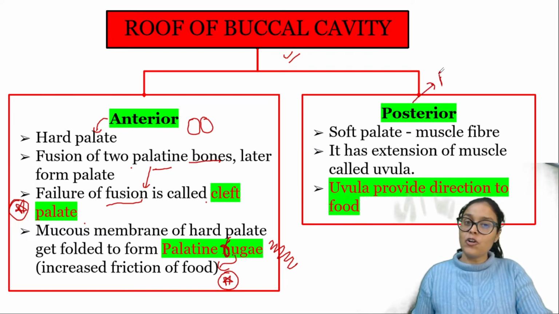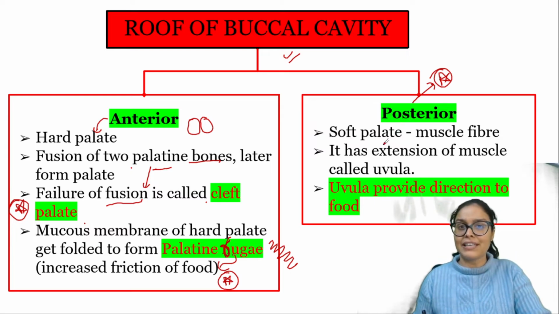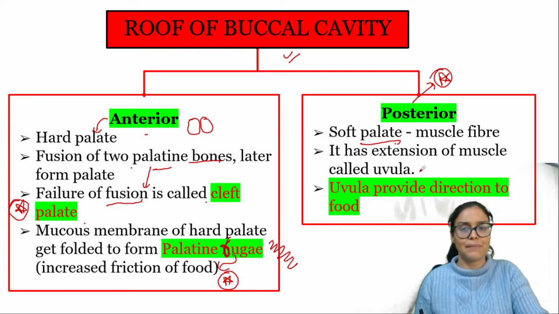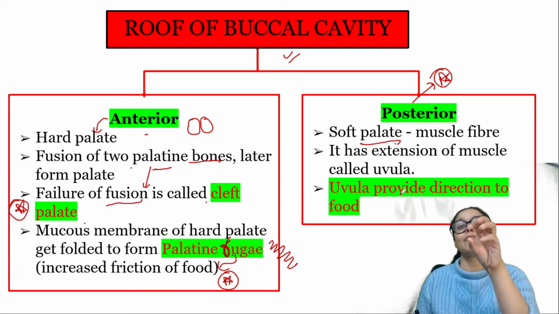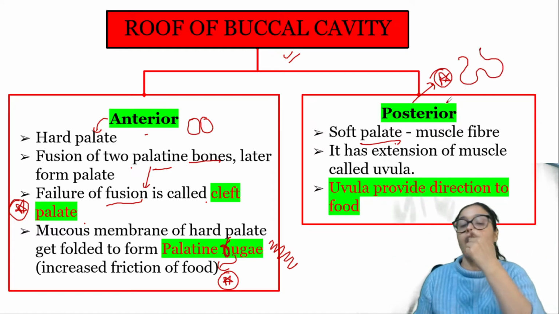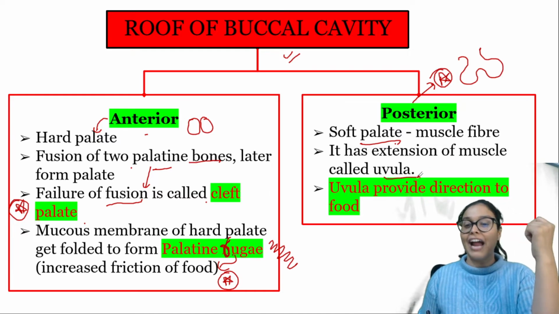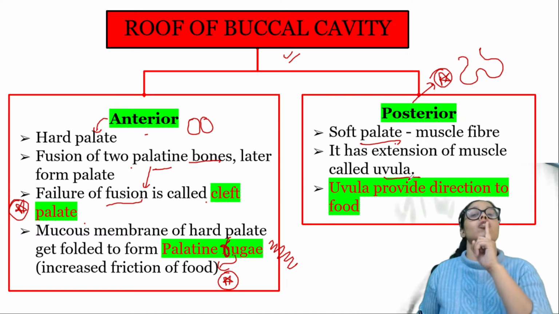When we talk about the posterior buccal cavity, posterior meaning the back side of the buccal cavity, it has the soft palate. So anterior is hard and posterior is soft palate, made up of muscle fibers and so on. And when we open our mouth and see it in the mirror, you will see a structure hanging on the posterior side, है ना? तो ये होता है बेटा uvula.